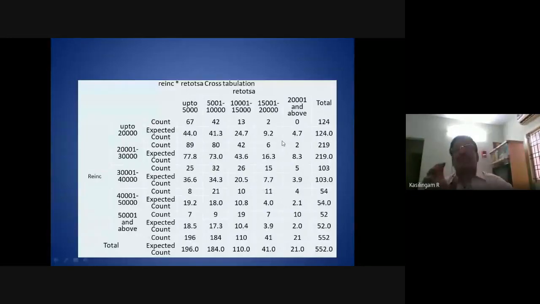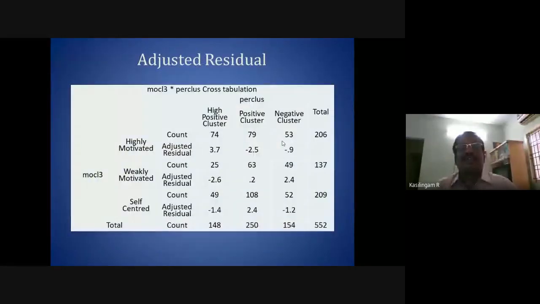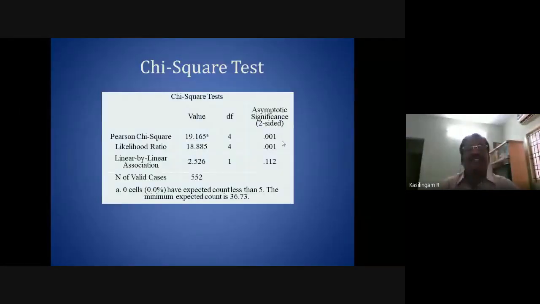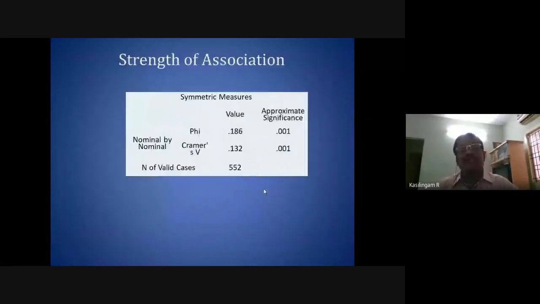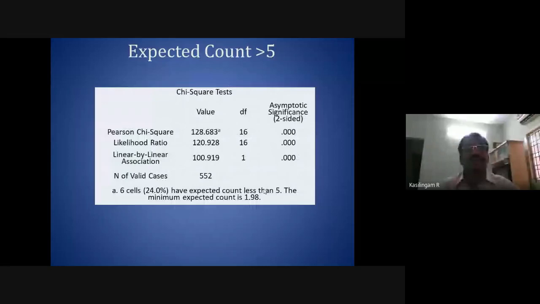Okay, very good. Now, sir, I have done all these things. Okay, now, for example, we got a. Now, see here, the second example, 0 cells, because we have 3 categories, right? So 0 cells have expected count less than 5, no problem. But here, that is the first example, we have that problem.